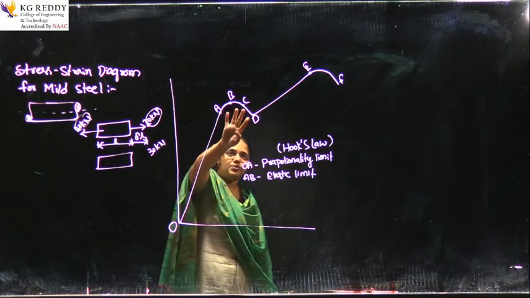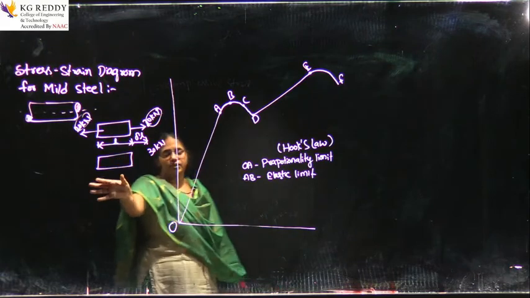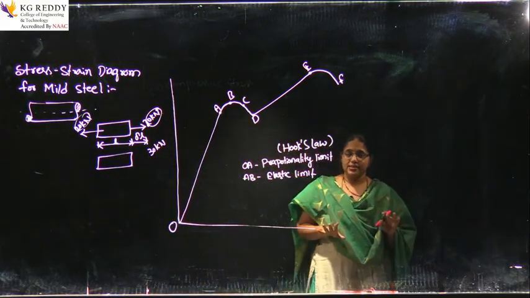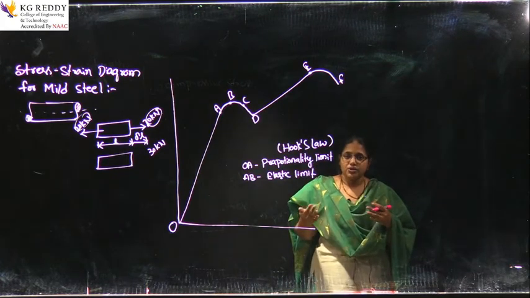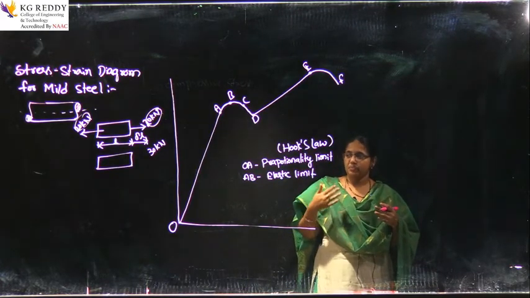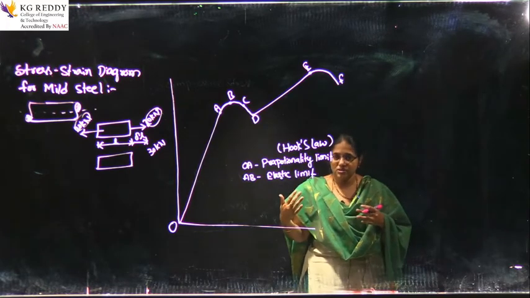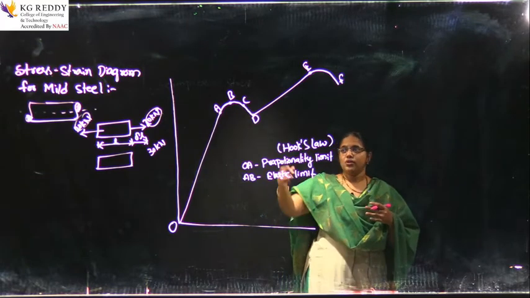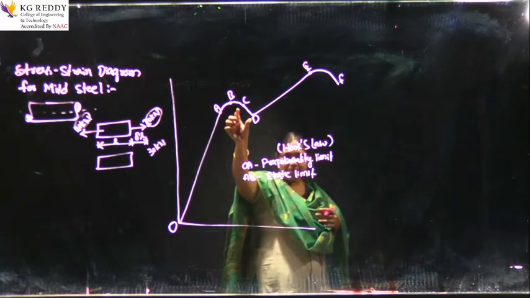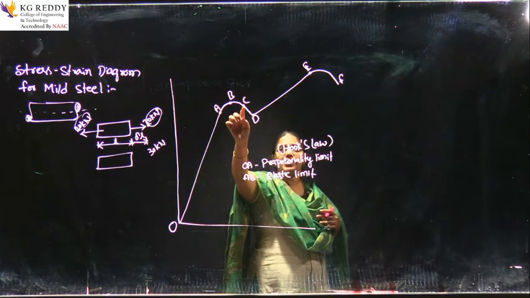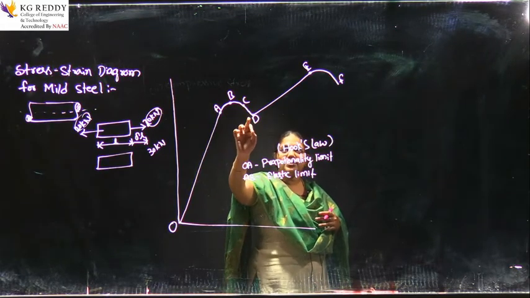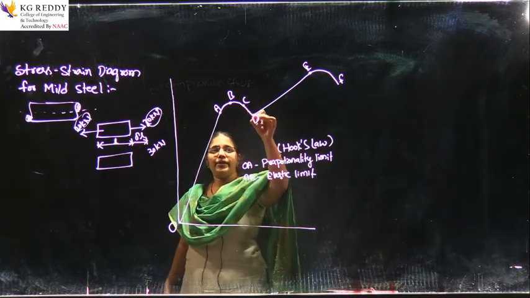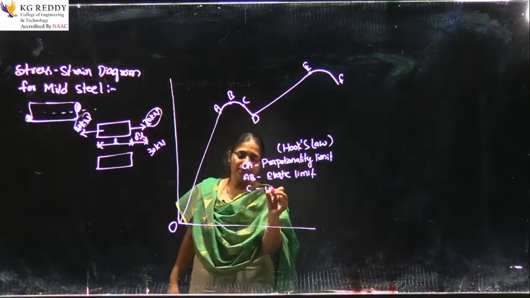But here at points C and D, the body cannot regain its original shape and size. Therefore, where the body cannot regain its original shape and size even after removing the load, that is called the plastic stage. So, here C and D are called the plastic stage. In this, C is called the lower yield point and D is called the upper yield point. Sorry, C is called the upper yield point and D is called the lower yield point.